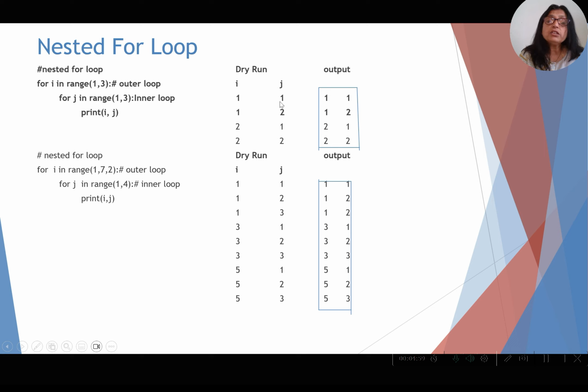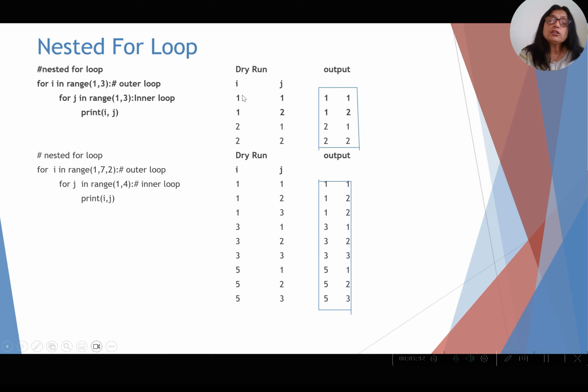For the inner loop, the j value is 1 and 2. That means in the first iteration of the inner loop, j is 1, and in the second iteration of the inner loop, j becomes 2. Since it is printing i and j, in the first iteration of the inner loop, the i value is 1 and the j value is 1. In the second iteration of the inner loop, the j value is 2, but the i value is still 1, because the control has not yet reached the second iteration of the outer loop.